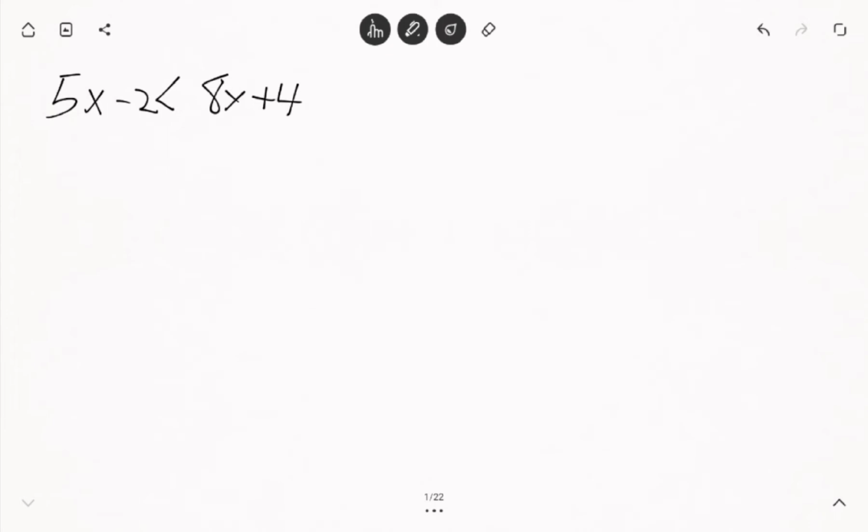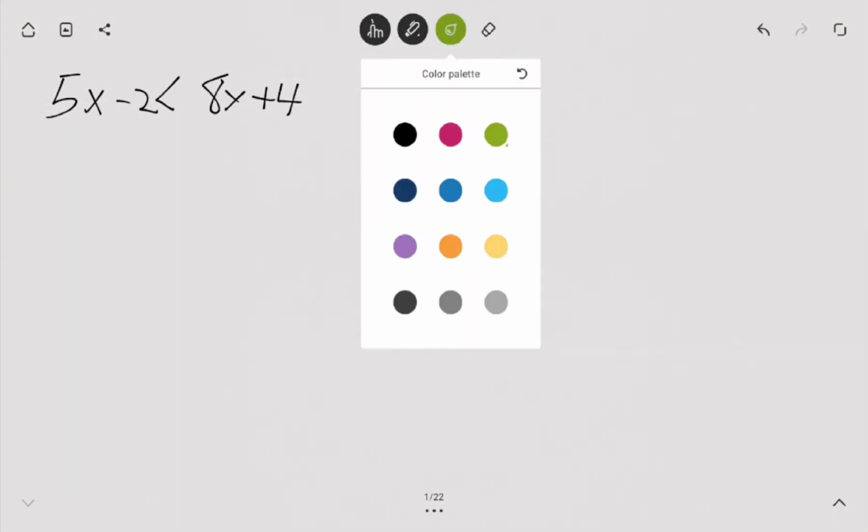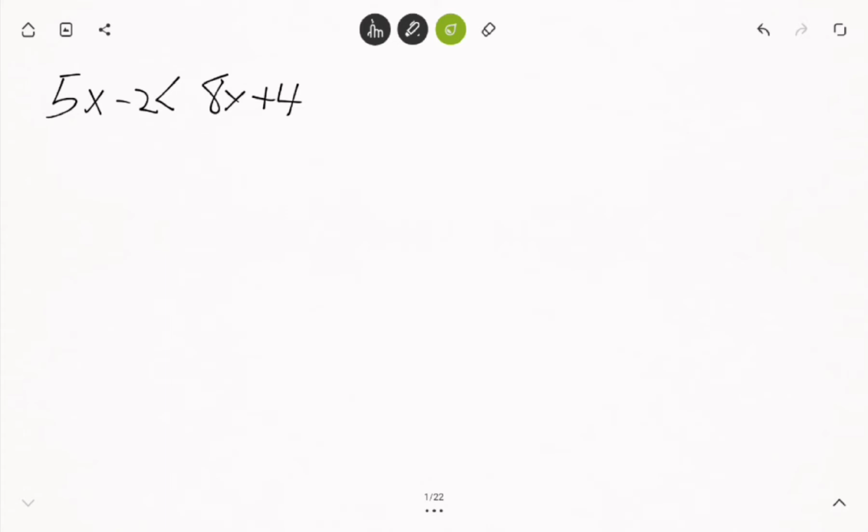Now, whenever we have an example like this, the first thing we need to do is to group like terms. What do we mean by like terms? If we look at the inequality that we have, we realize that 5x and 8x are the same because they have a variable attached to them. If we look at 4 and 2, they are also the same since they do not have any variable attached to them. So we need to group these together at one side.